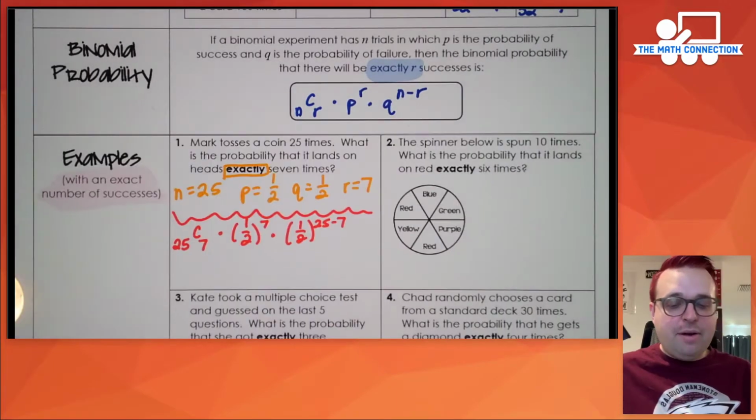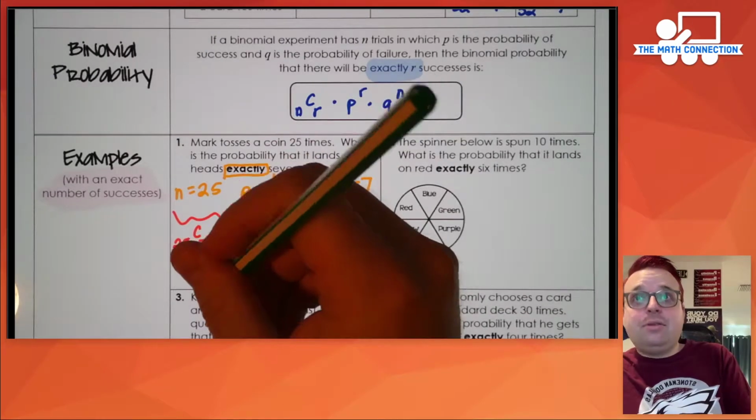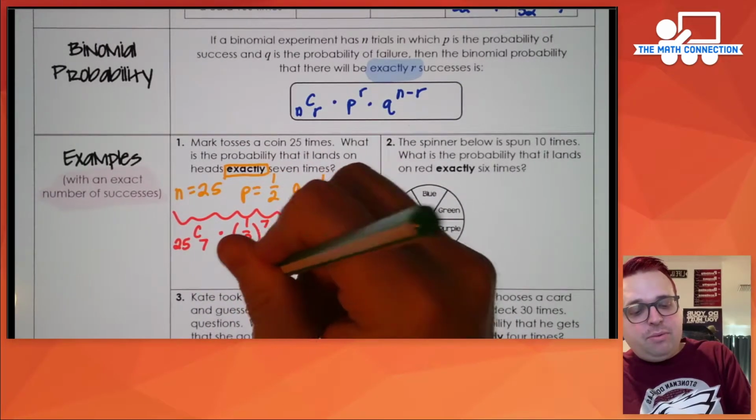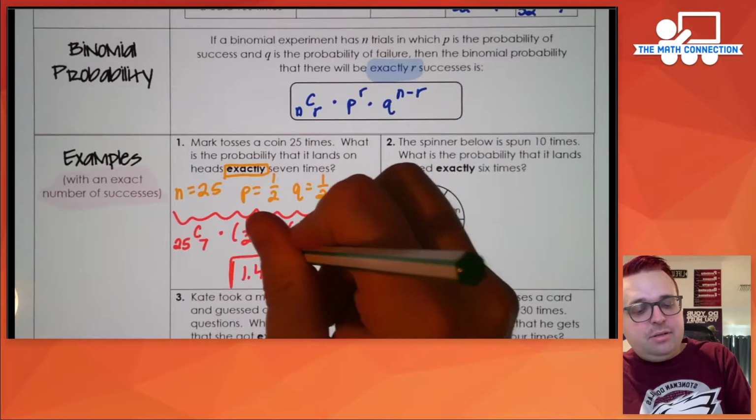So let's write our answer out here. The answer is 1.43%.